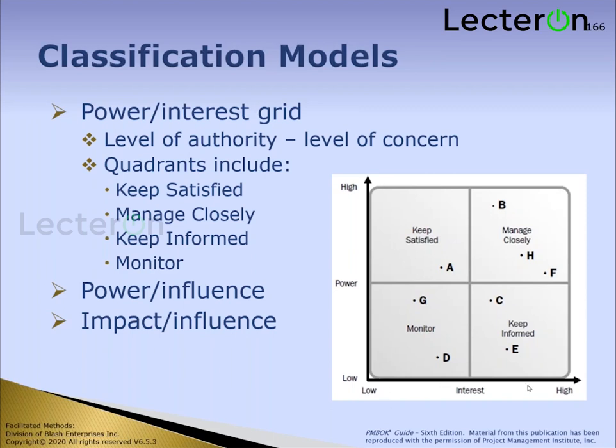Now, this particular one I show you has to do with interest and power. I could also have one that has to do with power and influence. And I could have one that has to do with what kind of impact they might have based on what kind of influence they have. So the quadrants are the same, the usage is the same, you're just looking at it from different points of view. Okay, I would definitely make sure I understand what those 4 quadrants stand for, because they're the same regardless which grid we use.